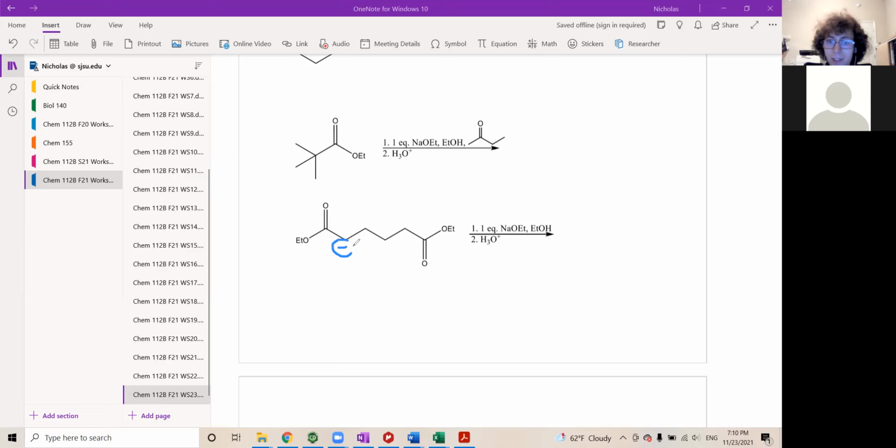The base is going to lead to an enolate forming at the alpha position. This could react with an ester in another molecule, but there's an ester right here. So it's going to do an intramolecular reaction like this. And like usual, I recommend numbering your atoms from the nucleophile to the electrophile like this. When you do that, you see a 5-numbered ring.